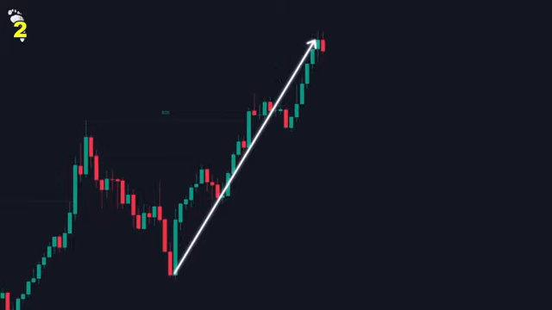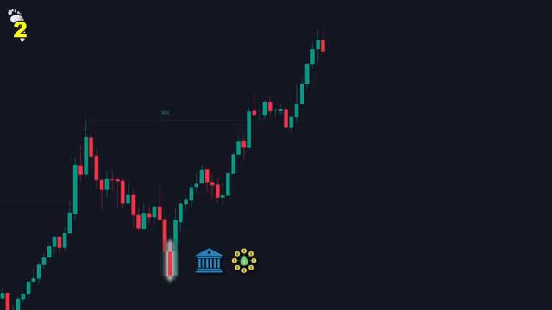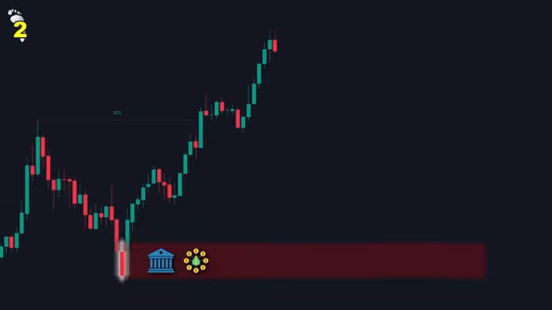Once we've identified a break of structure, the next step is to mark our order blocks. These represent areas where large institutional orders were placed, causing sharp price movements that led to the break of structure. An order block is essentially the last opposing candle before a significant price move. In an uptrend, when we see a sharp move higher that creates a break of structure, we look for the last bearish candle before this impulsive move. The bearish candle represents where smart money placed their buy orders, creating what we call a bullish order block.